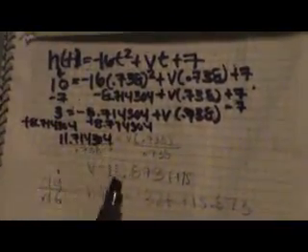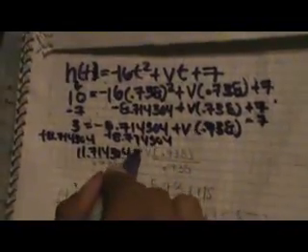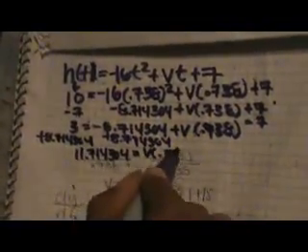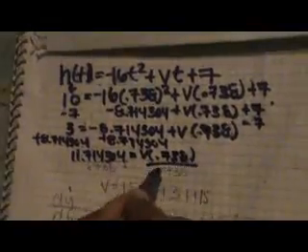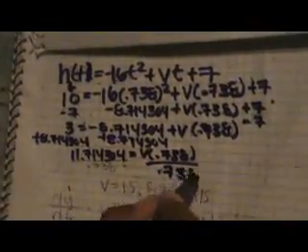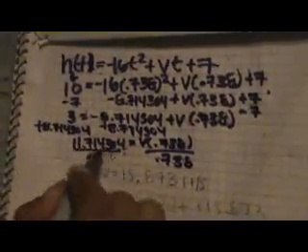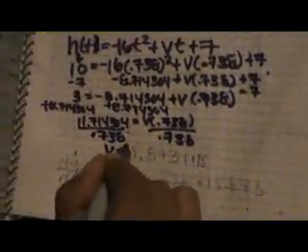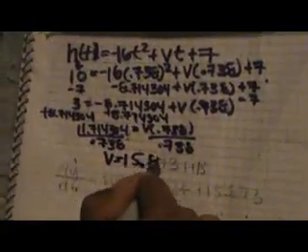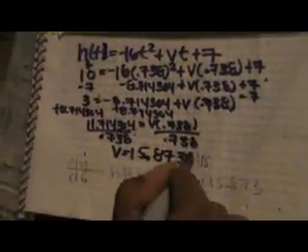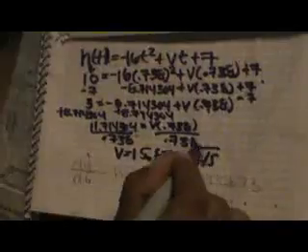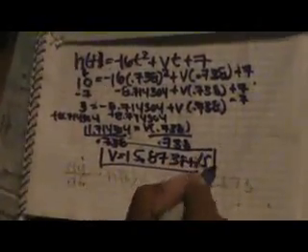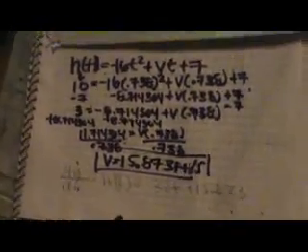0.738. Then you're going to add the 8.714304 to both sides. So it's going to be 11.714304 equals v times 0.738. And then you're going to divide the 0.738 from both sides, which should give you 15.873 feet per second.